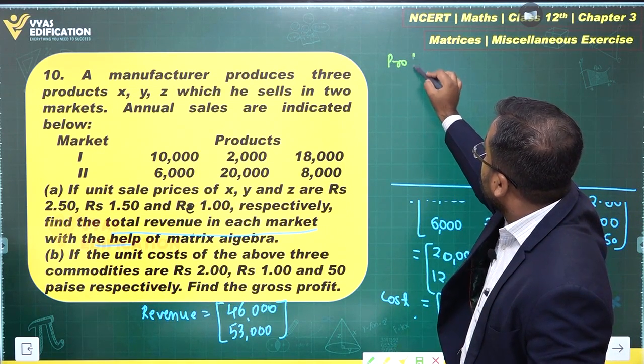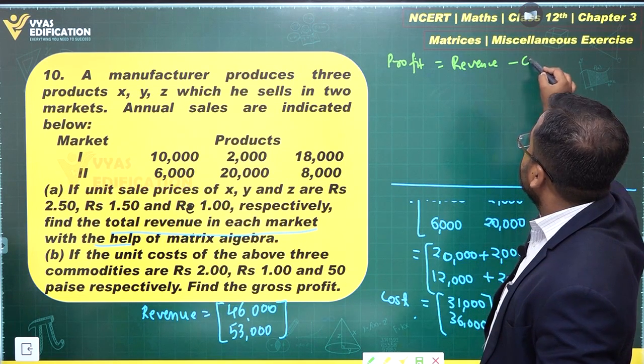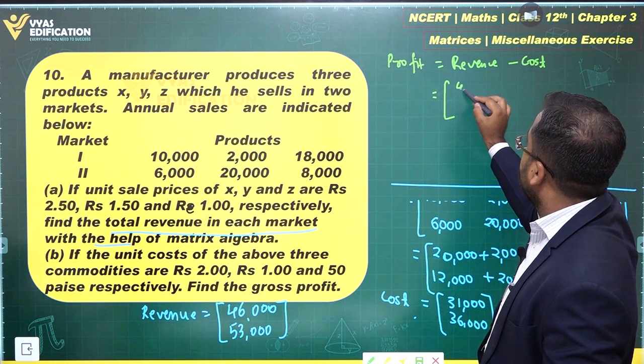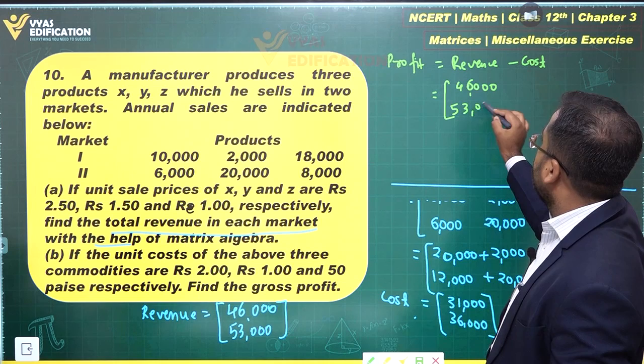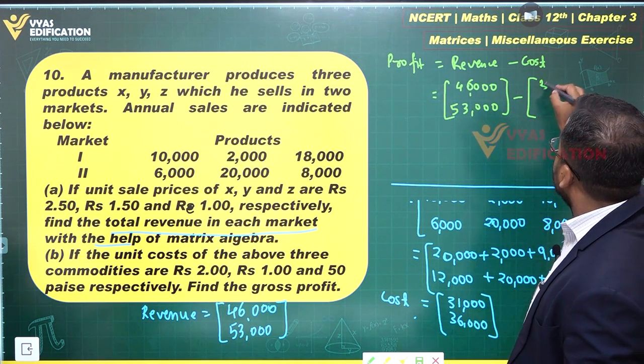Profit would be actually revenue minus cost. What is that? This is 46,000, 53,000 minus what you have over here, 31,000, 36,000.